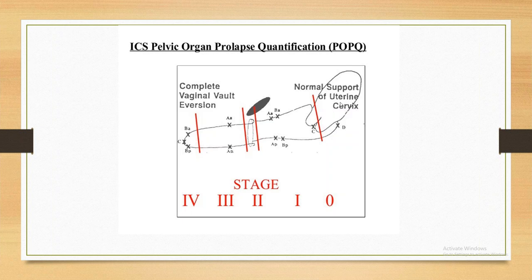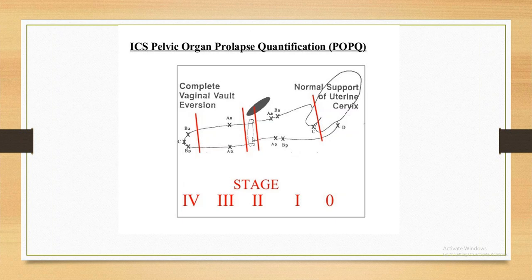Getting it? Now, whatever may be the AA, BA points, when the TVL is 9, if all values come between minus 6 to minus 1, it becomes stage 1. So here you have to say TVL, and depending on that TVL, you have to decide your values for staging.